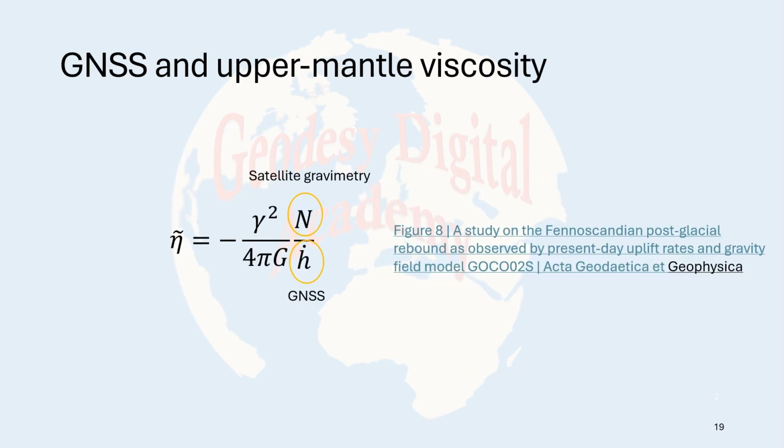One of the simplest methods for determining upper mantle viscosity is to use this formula. This formula is actually an approximation, but it's rather good. If we have the geoid height from, for example, satellite gravimetry, and the GNSS height rate of change, or uplift rate, G is the gravitational constant, and gamma is the normal gravity, and you can determine the viscosity. You can have a look at the link here, though I cannot open it.